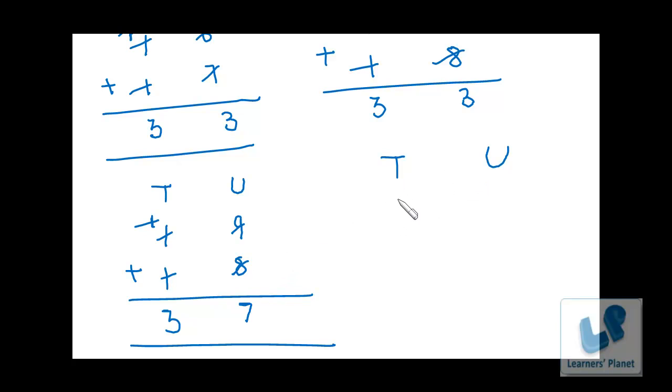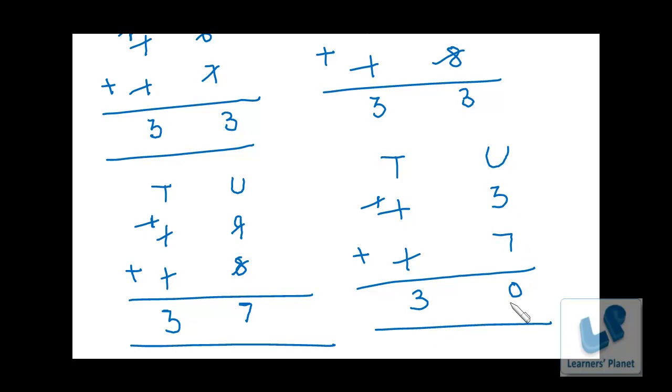Then suppose we'll take 13 plus 17. Now 7 plus 3, that is 10. So 0 over here, 1 over here. Okay. So 1, 2, 3. So that is 30. So we get the answer as 30.